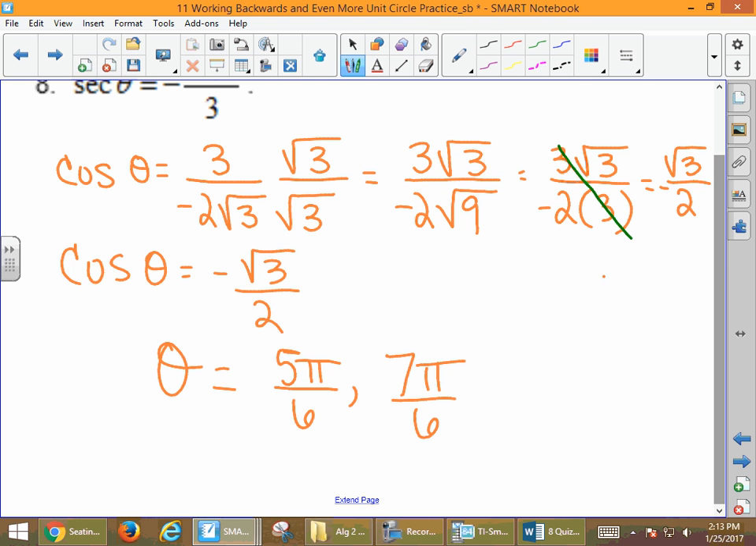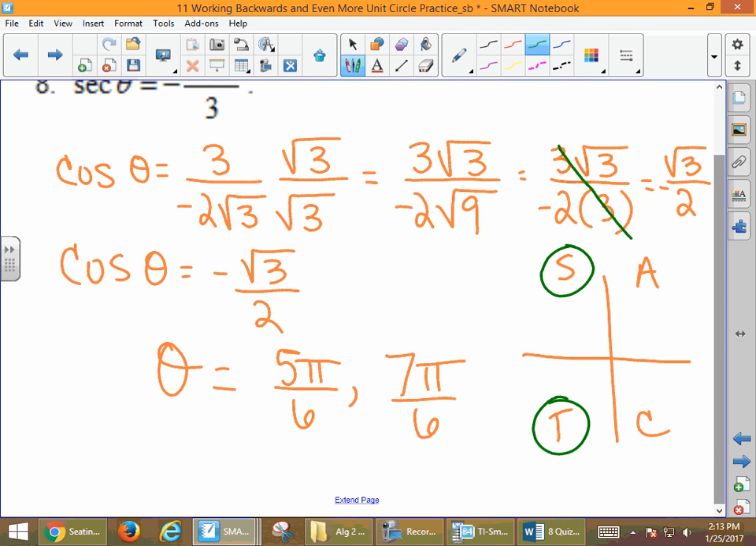Once again, so all students take calculus. We want where cosine is negative. Cosine's going to be negative in the second quadrant, and cosine's going to be negative in the third quadrant. Once we can determine the pi over 6, then we can fill in those values.